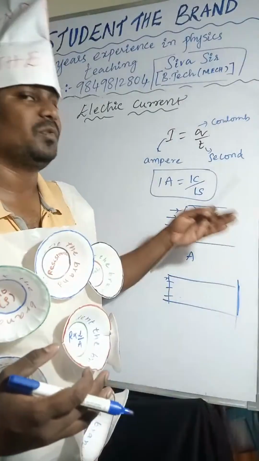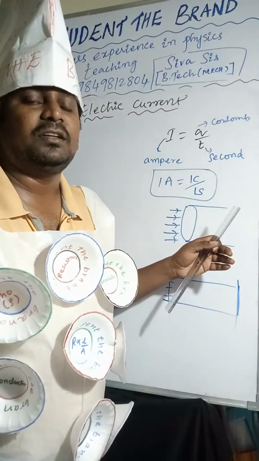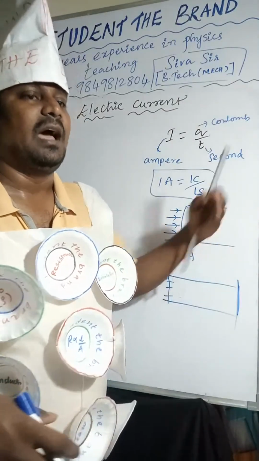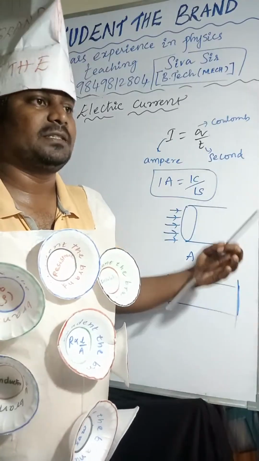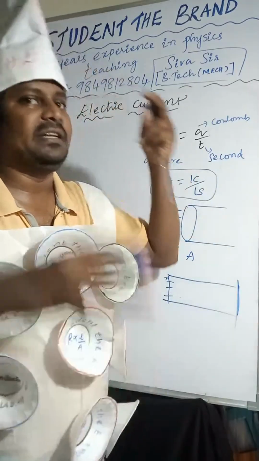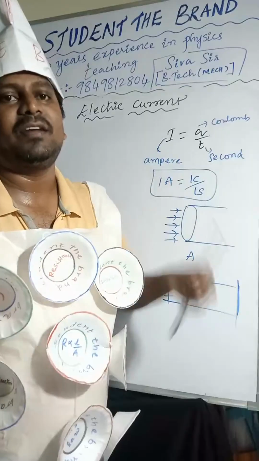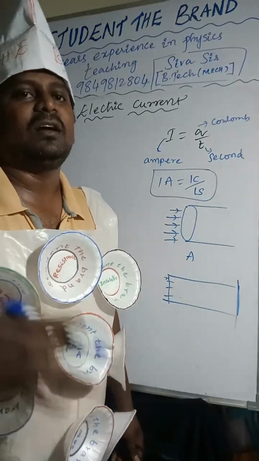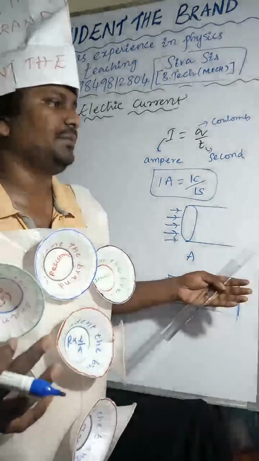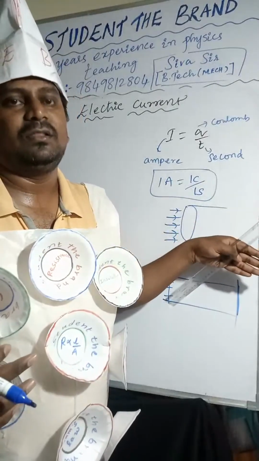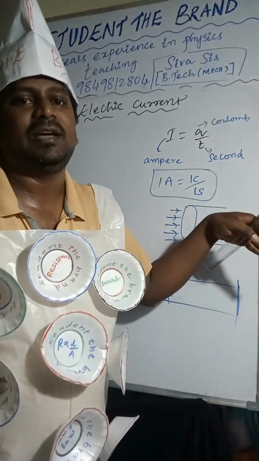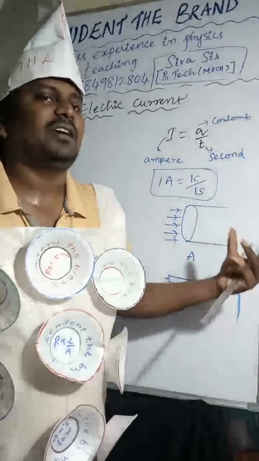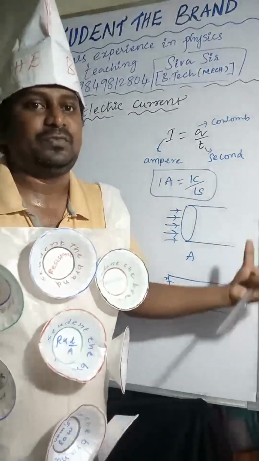Suppose one electron is moving 2 meters per second, another electron is moving 3 meters per second, another electron is moving 4 meters per second. The average speed of an electron is called drift speed. Velocity means in a particular direction the electrons are moving. So that is the reason we are calling it drift speed.